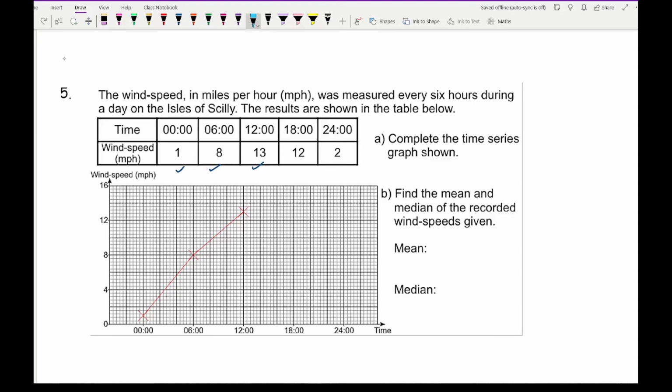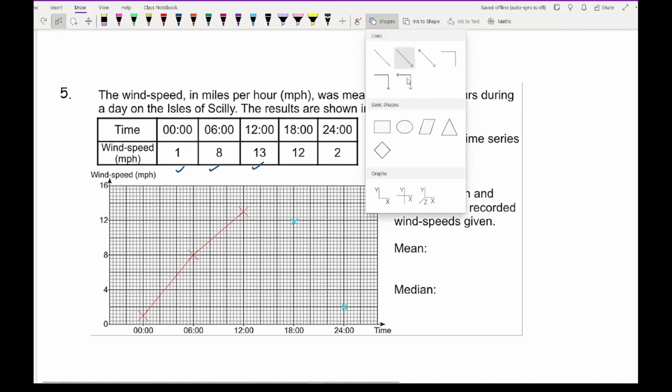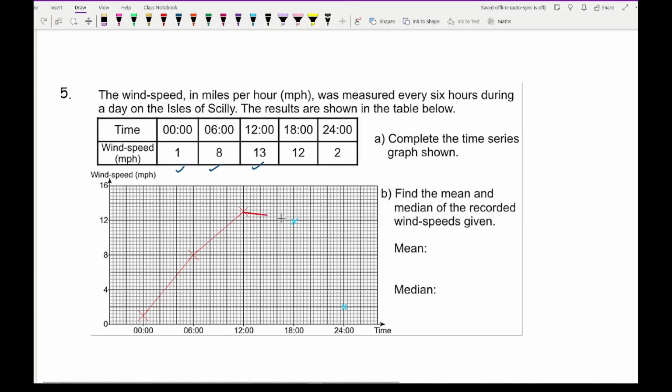So at 6 p.m. it's at 12, so that's going to be there. And at midnight it's at 2, which is there. And then all I need to do is, let's use red, and join those points up as best that I can. Like so.